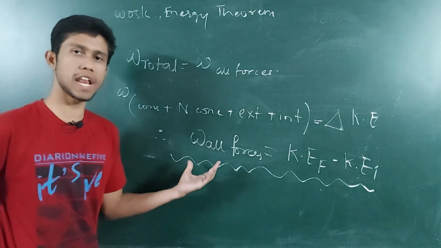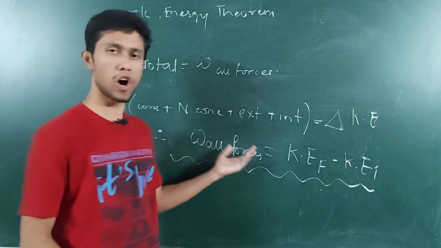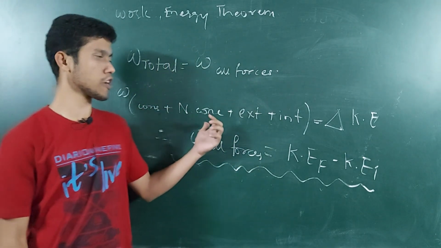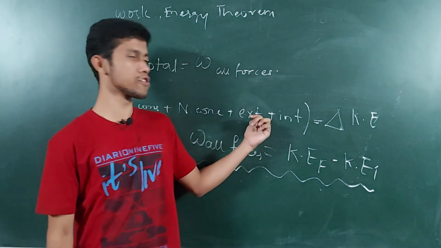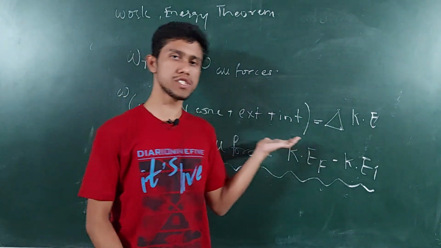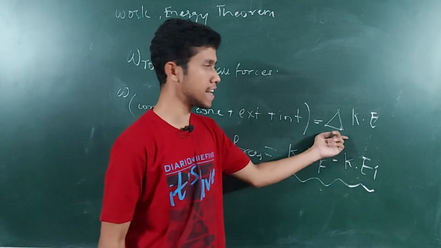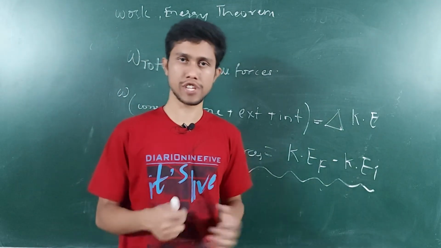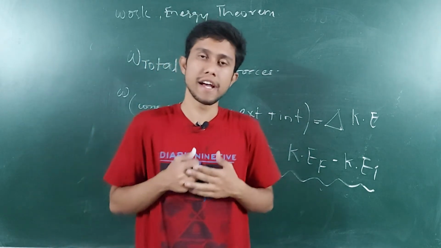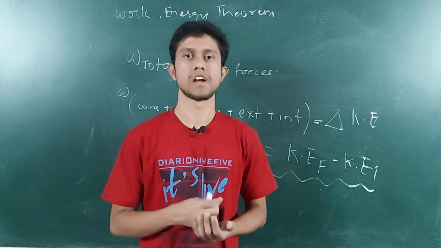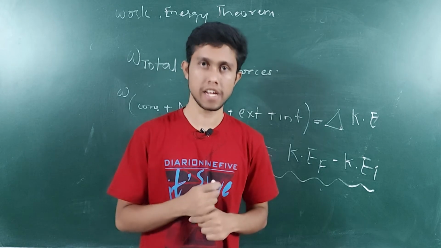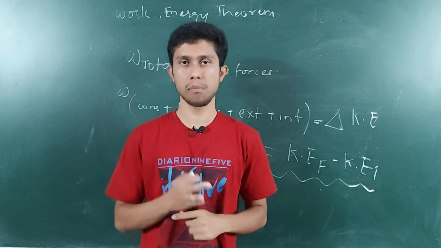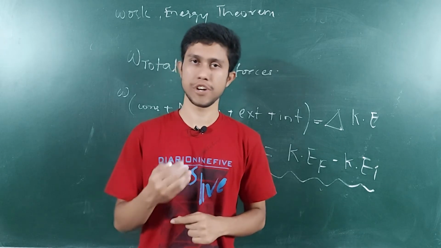Again, the work energy theorem says that work done by all the forces, which can be conservative forces, non-conservative forces, external forces and internal forces, will be equal to the change in kinetic energy, which is kinetic energy final minus kinetic energy initial. So in this way we have completed the work energy theorem. Now we will move to the next topic, that is how to use this work energy theorem and how to solve problems based upon it.